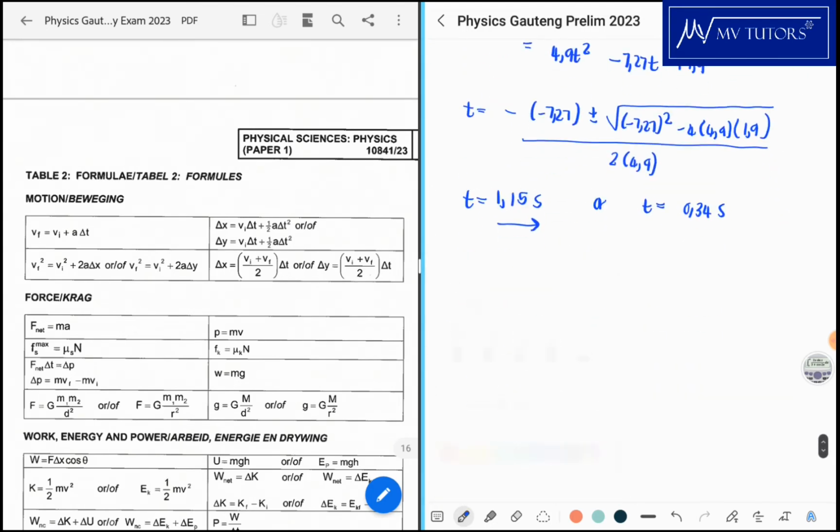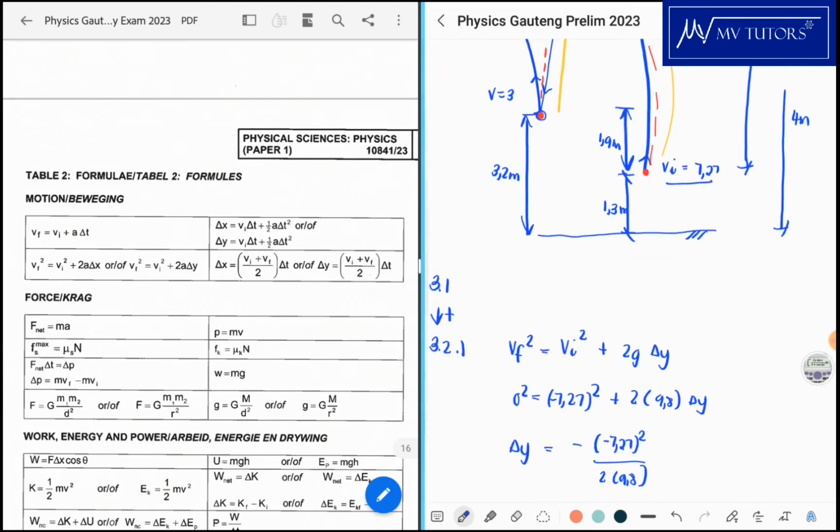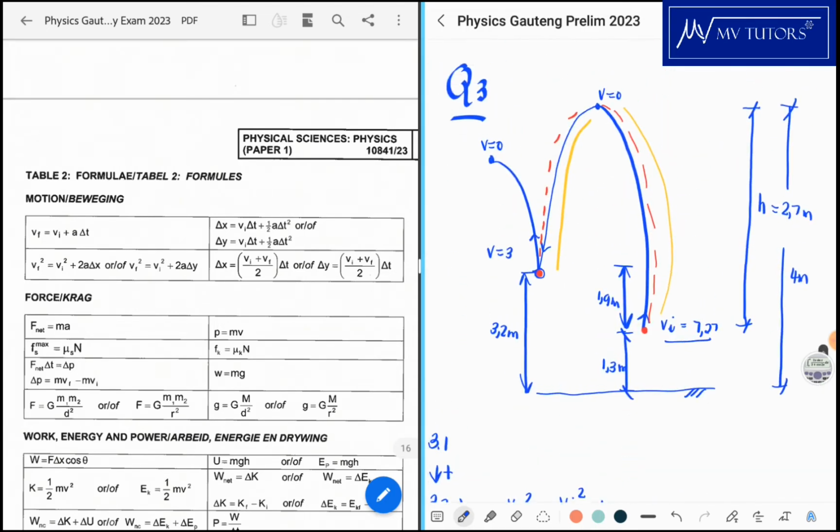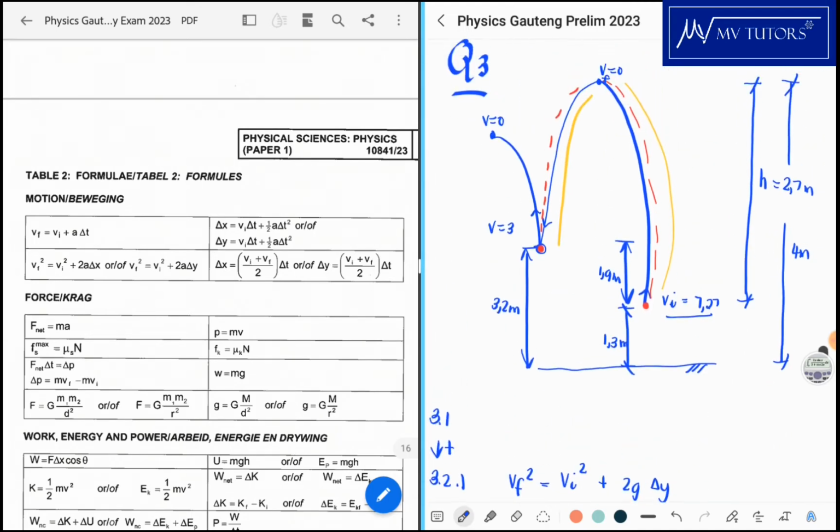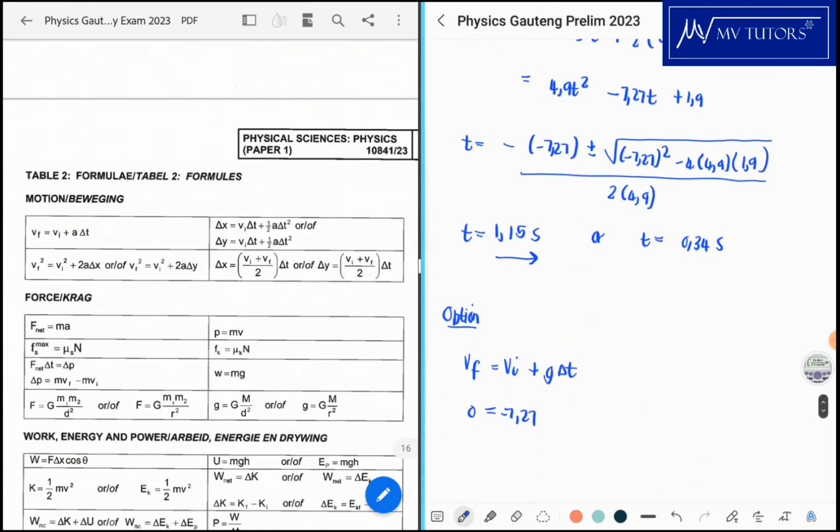I guess that's maybe the trick with looking at quadratic formulas in this case. So if I were to separate it, I would use this equation: final velocity is equal to initial velocity plus g delta t. The initial velocity is negative 7,27. The final velocity is 0 if you have a look at this sketch. And what do we have? The height there is 2,7, but we don't need height in this case.